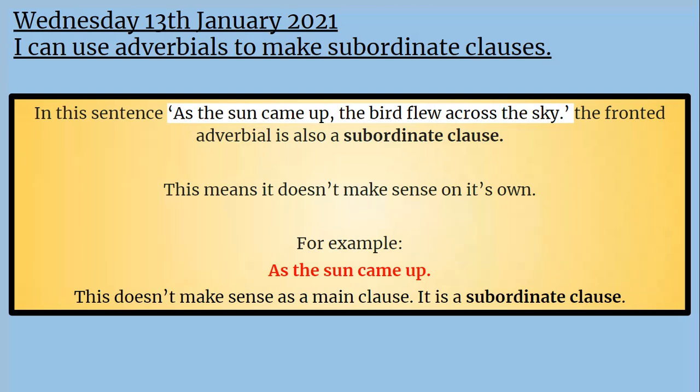This means it doesn't make sense on its own. So fronted adverbials are also known as subordinate clauses. And the reason why they're called a subordinate clause is, as we should know, Year 4, as we did this before, subordinate clauses are dependent. They do not make sense on their own. For example, as the sun came up, this doesn't make sense as a main clause. It is definitely a subordinate clause.